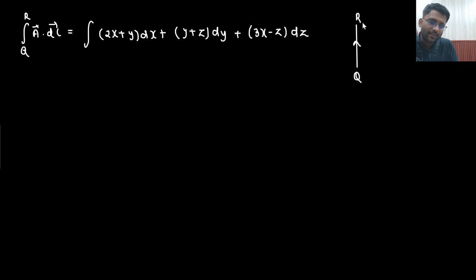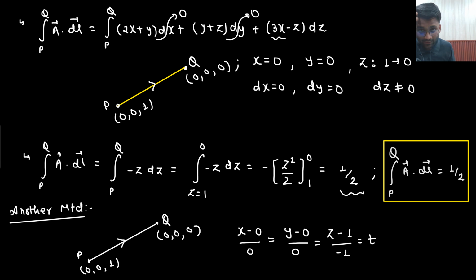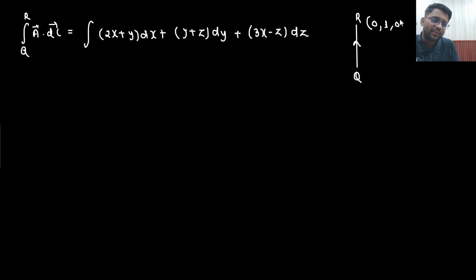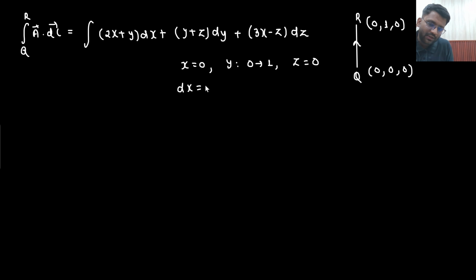Q to R. What is the coordinate of R? 0, 1, 0, right? Q is 0, 0, 0. Clearly you can see that x is always 0. y is changing from 0 to 1, and z is always 0. So dx will come out to be 0 only. dz will also come out to be 0 only, but dy will come out to be non-zero.